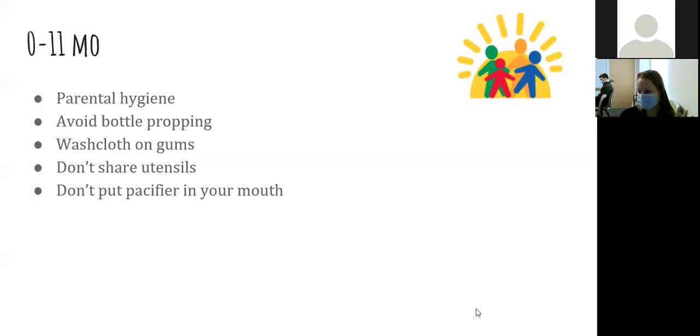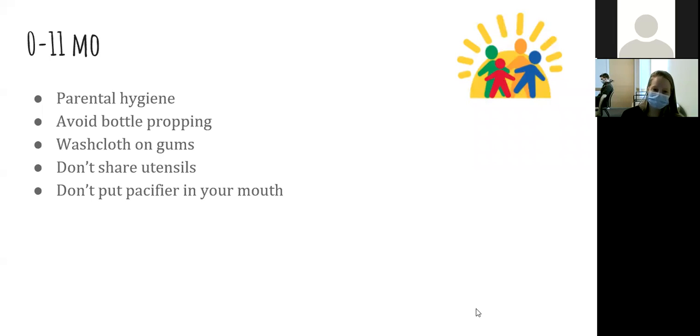For the crew less than a year of age, they recommend encouraging parents to maintain their own dental hygiene, avoid bottle propping or using bottles for soothing at night, use a washcloth on the child's gums, and avoid sharing utensils and putting the child's pacifier in your mouth. These last two interested me, so I wanted to look a little bit more into it.